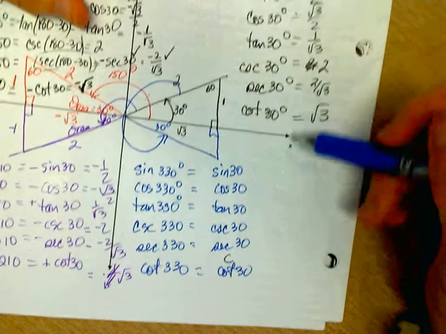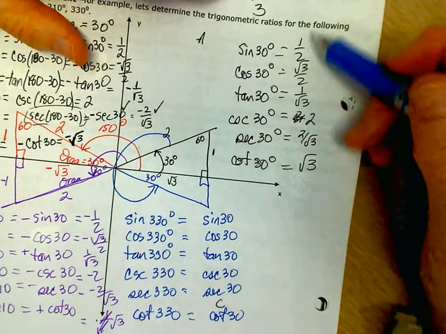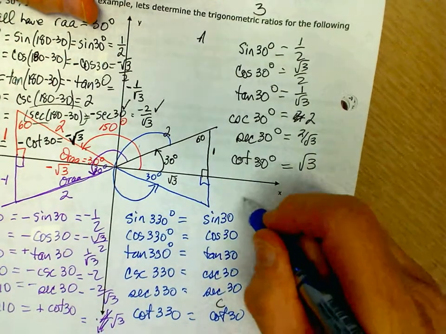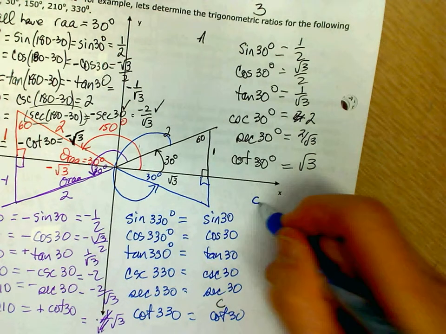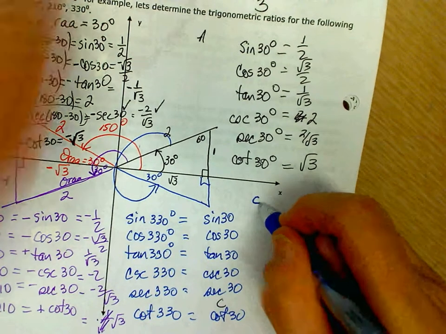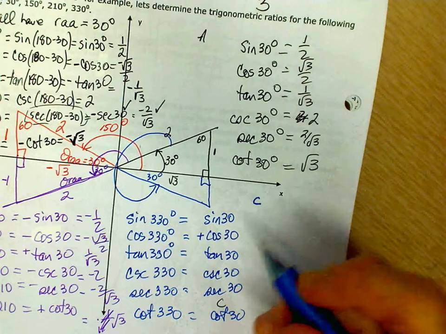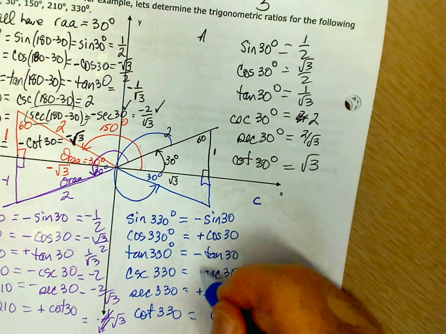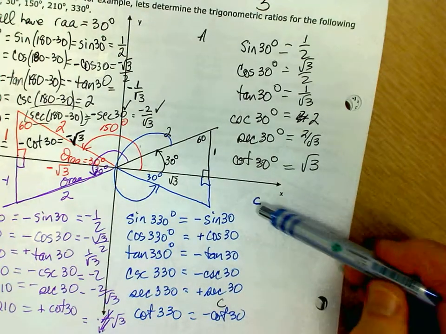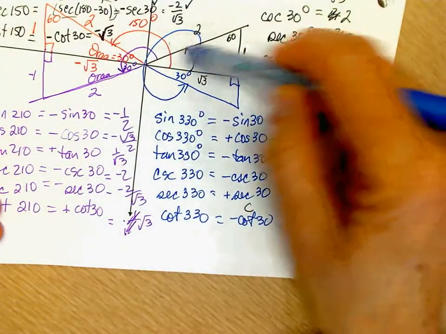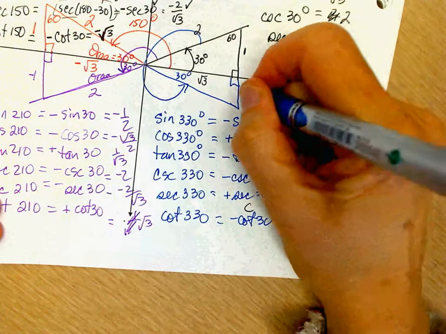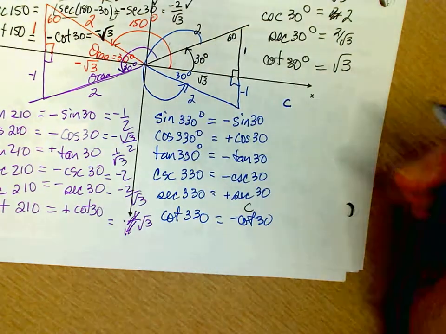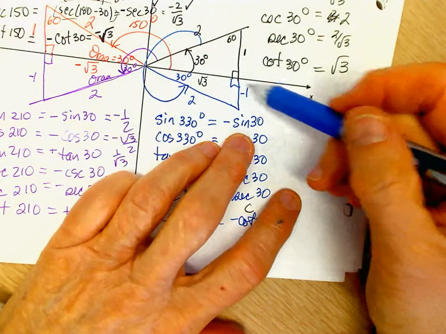Just here we know by the CAST rule the only one that's positive is cosine. So cosine is positive, its reciprocal is positive, and the rest of them are negative. We know this from the CAST rule. And you can use these numbers to verify it. This will be -1 and this will be 2. Notice sine of 330 is -1 over 2. It's negative sine of 30.